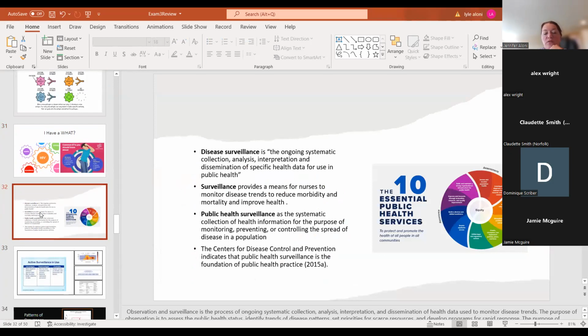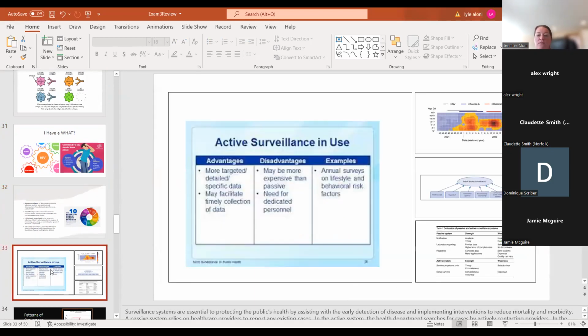Surveillance. So we look at disease surveillance as the ongoing collection and interpretation of data use. Surveillance means we're going to monitor our trends, and public health is going to be monitoring, preventing, and controlling the spread of disease. CDC is our public health people, and they're going to be our foundation. All right, we look at active. Go ahead.